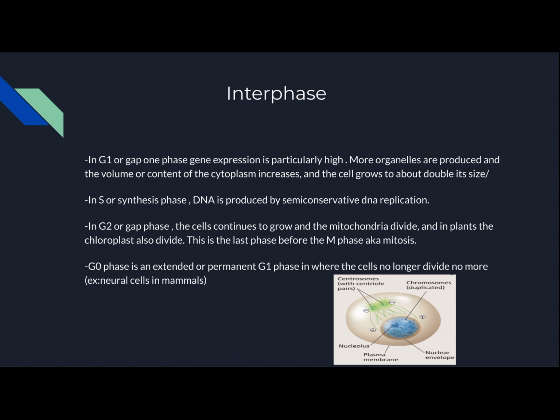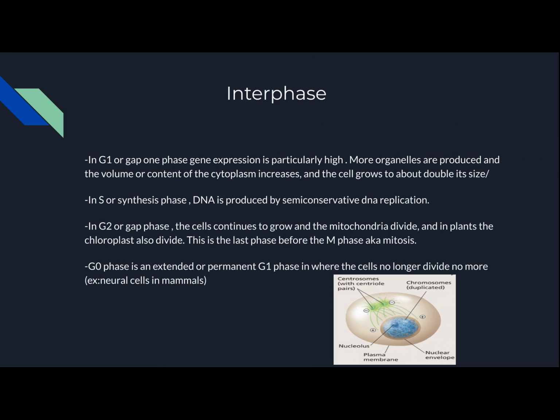In the G2, or gap 2 phase, the cells continue to grow and the mitochondria divide, and in plants, the chloroplasts also divide. This is the last phase before the M phase, also known as mitosis. So really, it's just getting prepared for the mitosis phase. And then the G0 phase is an extended or permanent G1 phase in which the cells no longer divide. So the cells enter a state of no longer dividing.